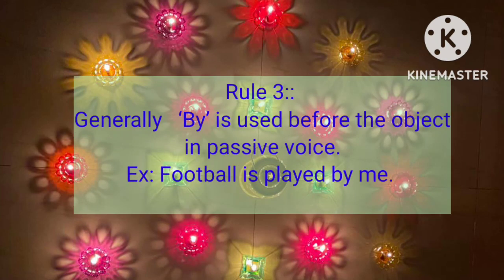Next rule, generally by is used. Football is played by me. Generally, by is used before the object in passive voice. Football is played by me.